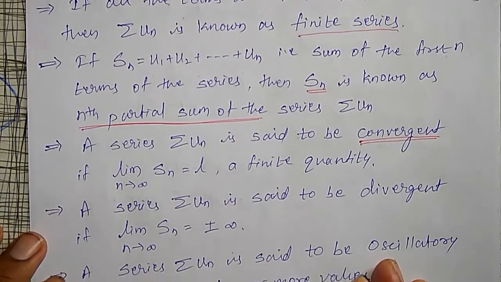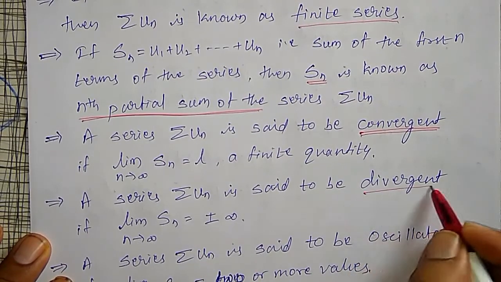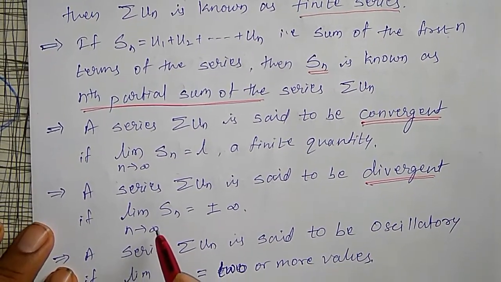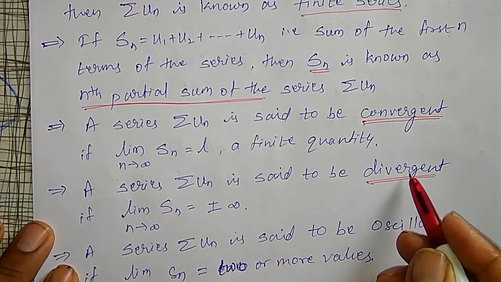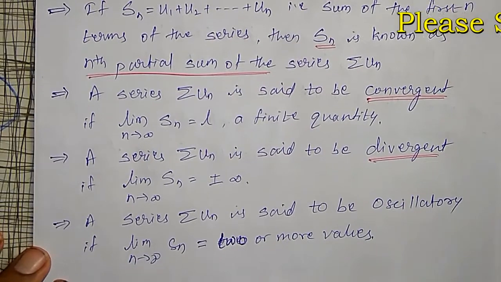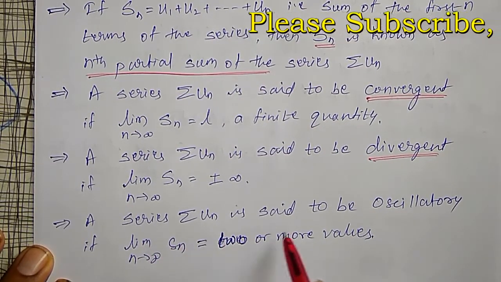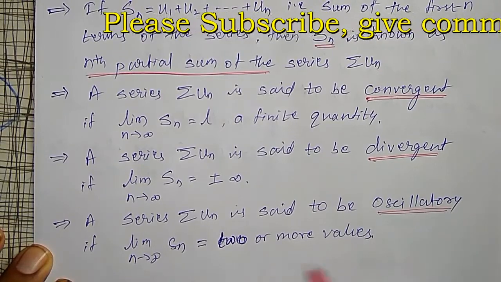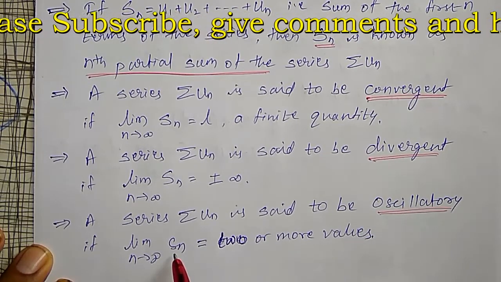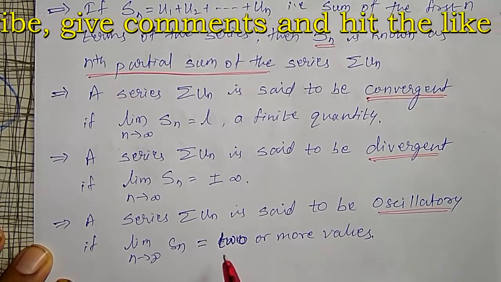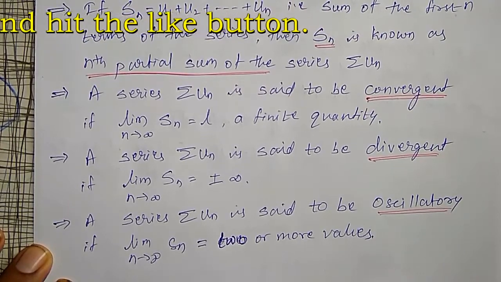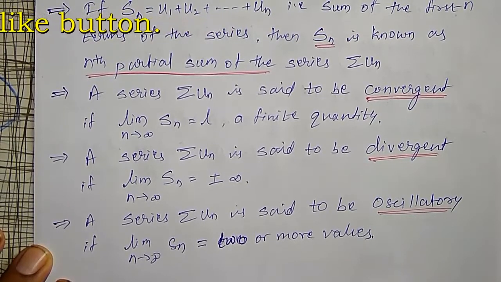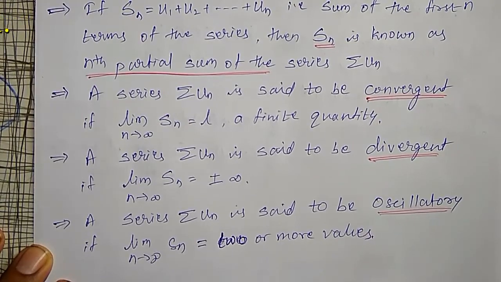Likewise, a series summation un is said to be divergent if the limit as n tends to infinity of Sn is equal to plus or minus infinity. It may be plus infinity or minus infinity, then we say it is a divergent series. Likewise, a series summation un is said to be oscillatory if the limit as n tends to infinity of Sn is finite but tends to two or more values, then we say it is an oscillatory series. Some more definitions I am giving here.